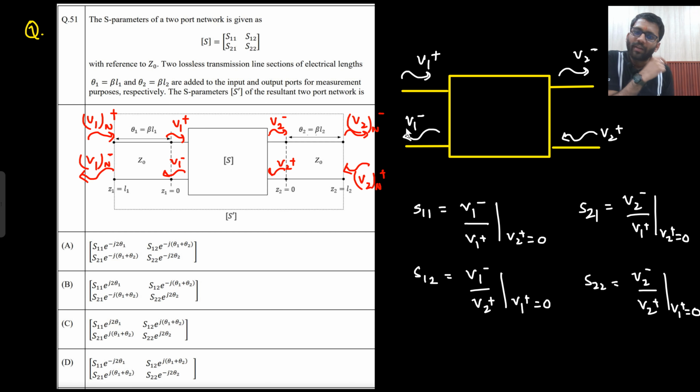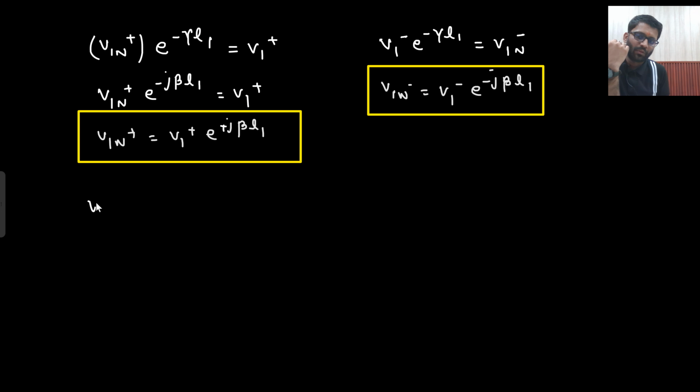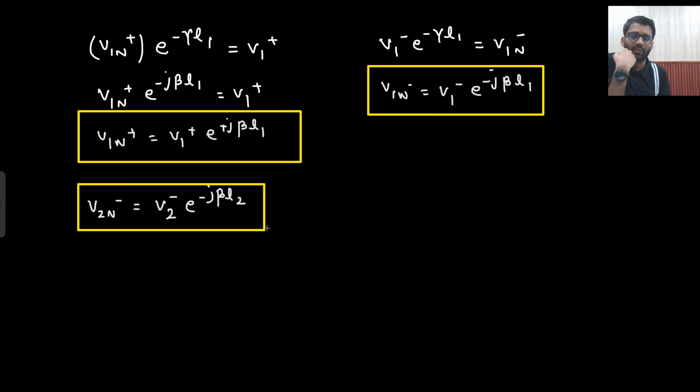So what would be your V2 n minus? You will say that V2 minus travels down the distance of L2, you will get V2 n minus. So what would be your V2 n minus when V2 minus travels at distance of L2, right? This would be your V2 n minus.